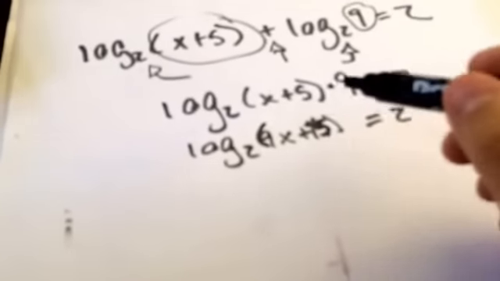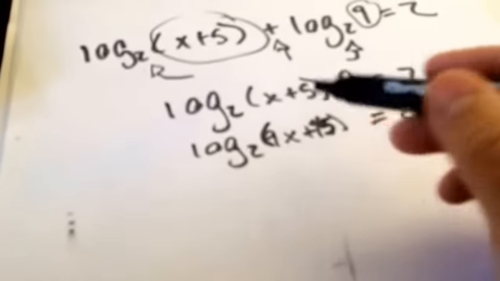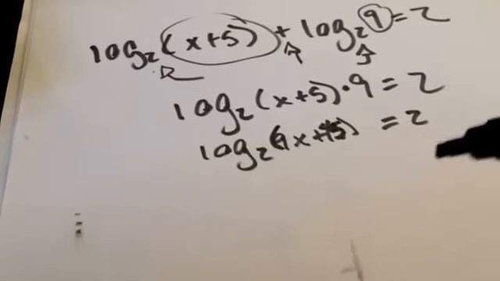I forgot to do it. So I just distributed the 9. 9 times x gave me 9x. 9 times 5 gave me 45. A little blurry. There we go.